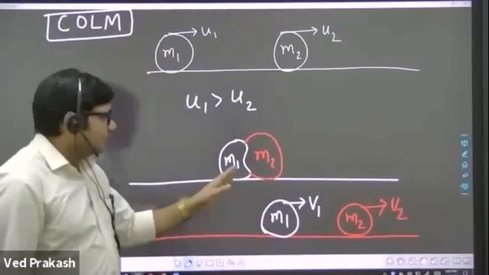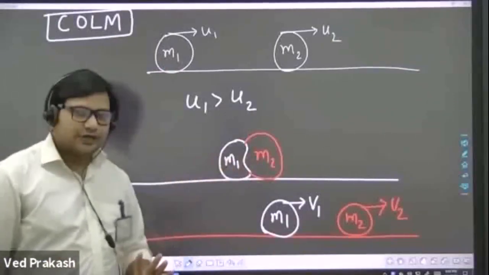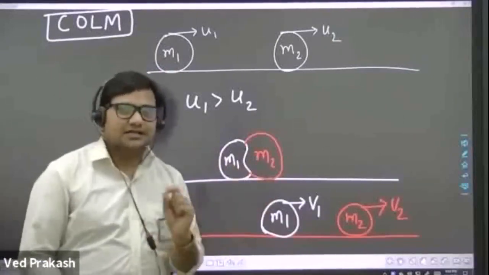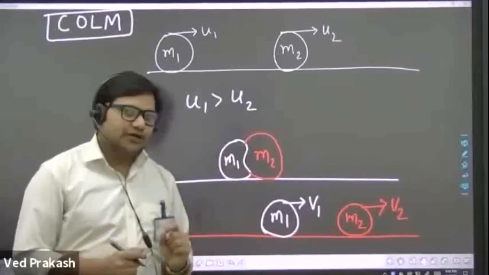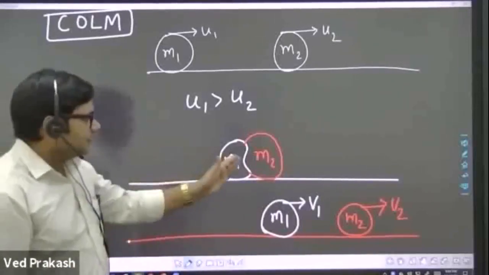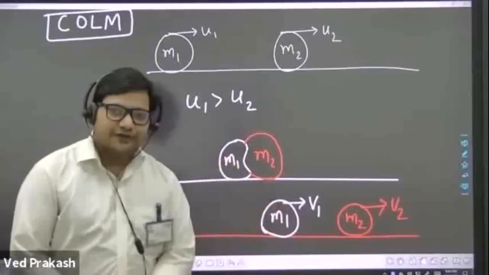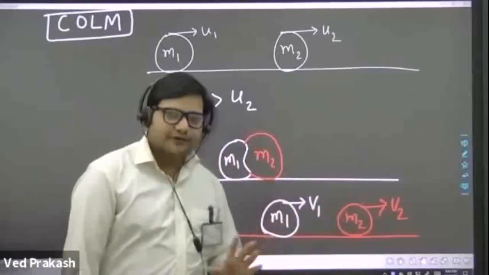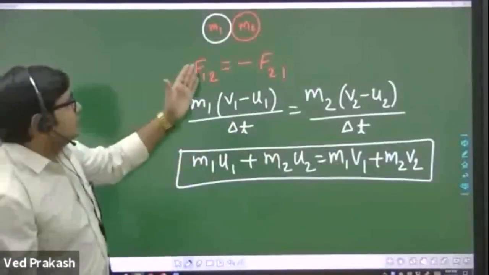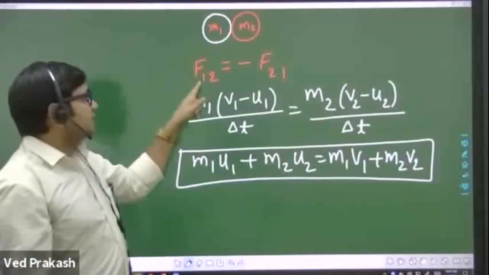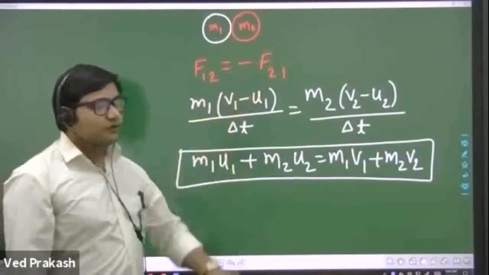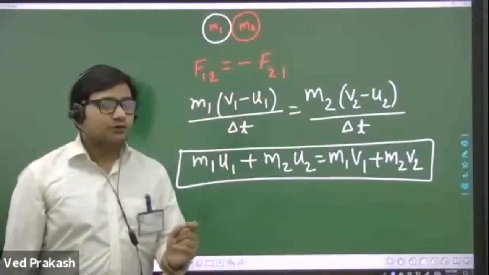So at the time of collision, m1 will exert a force on m2 and m2 will exert a force on m1, and these two forces will be an action reaction pair, so they must be equal in magnitude and opposite in direction. Let's say after collision, m1 started moving with velocity v1 and m2 started moving with velocity v2. So we can say that during collision, the force exerted on 1 due to 2 will be equal to the negative of the force exerted on 2 due to 1.